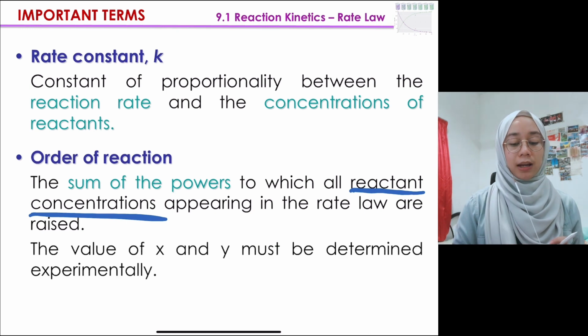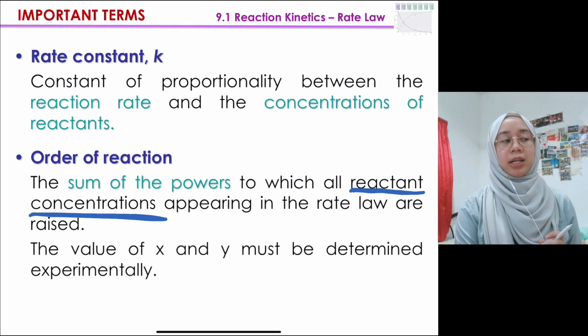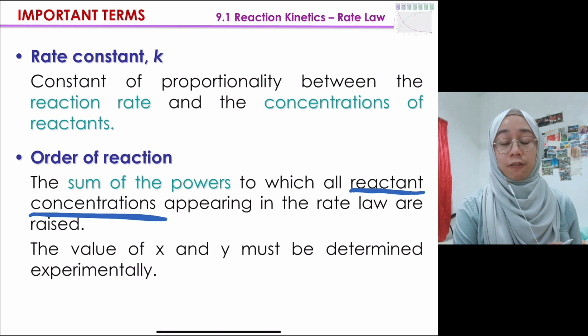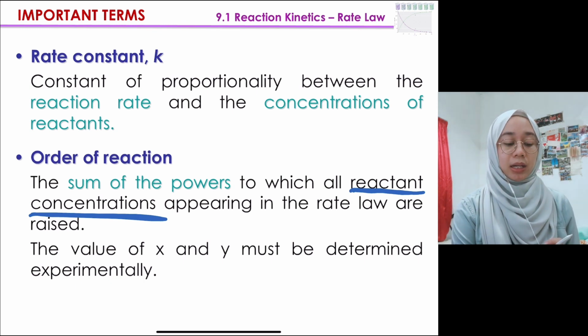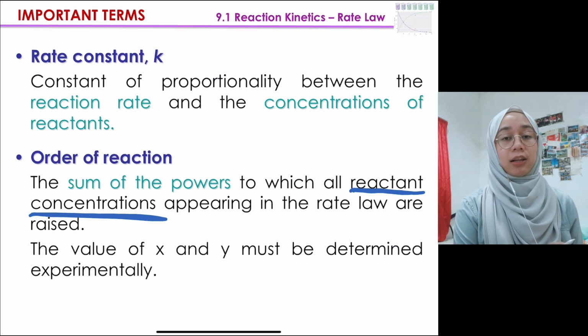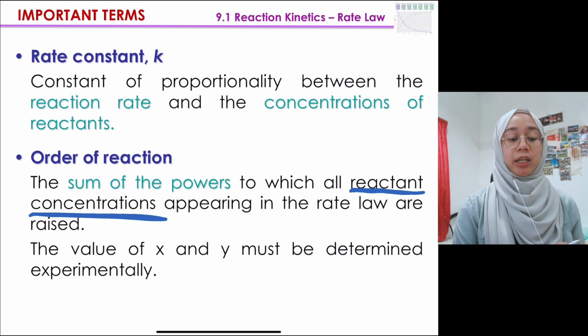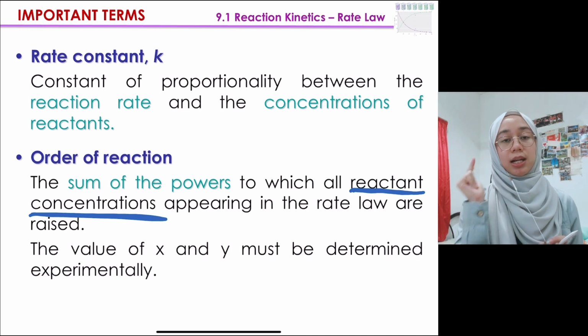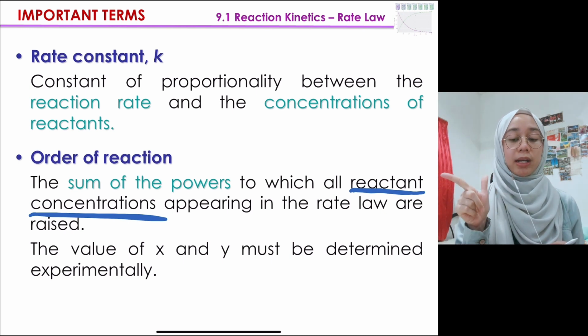Where the value of x and y, in this case, is the value of order of reaction, it must be determined experimentally. So kena buat eksperimen dulu, and then you can identify the order of reaction. Okay, so ada dua benda kat sini, rate constant dengan order of reaction. So apa kaitan dua benda ni dengan rate law pula?